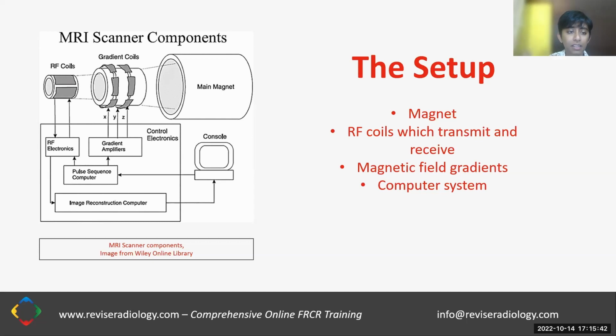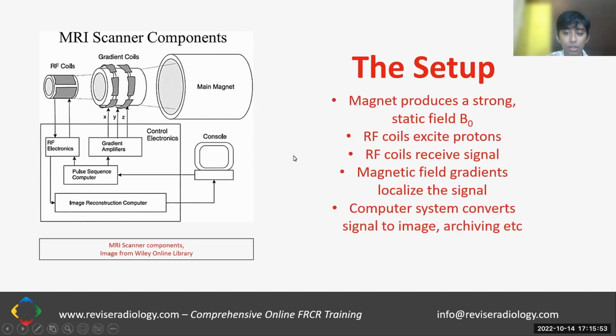Except the main magnet. So the RF coils and the gradient coils are controlled by the computer system. So that's the basic setup of the MRI. Now let's see how this setup produces the image that we're talking about.